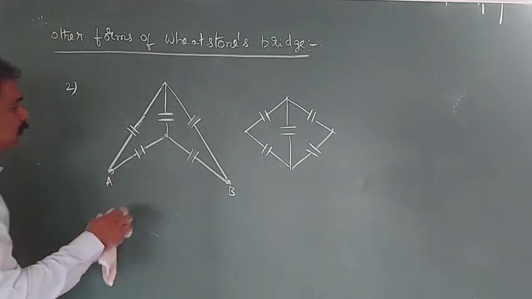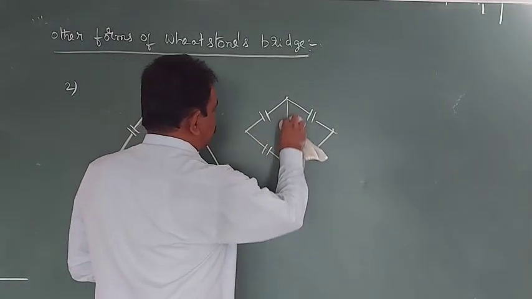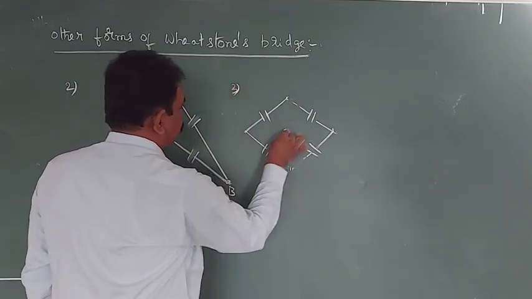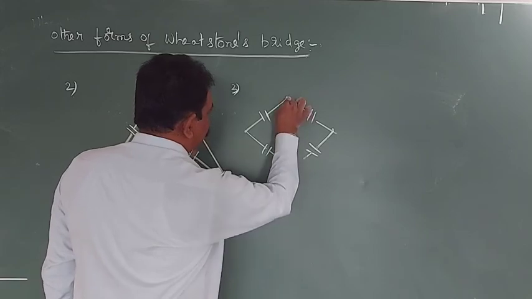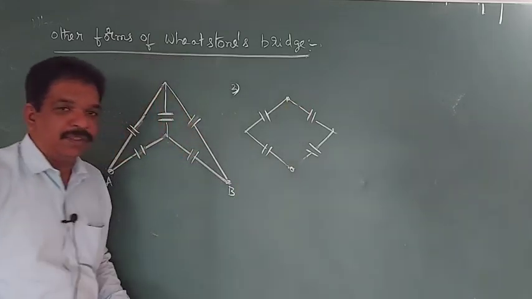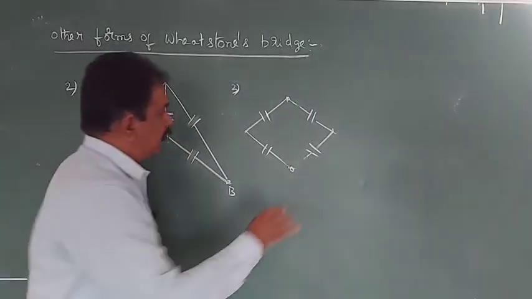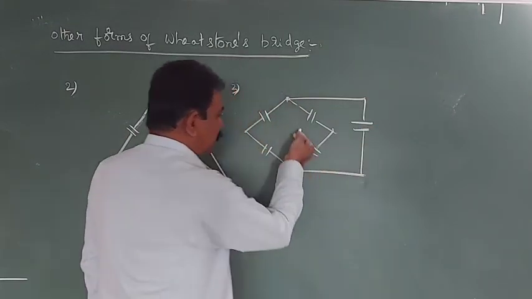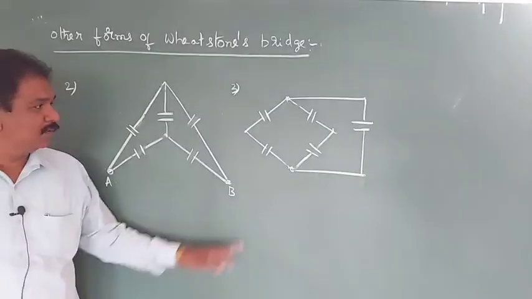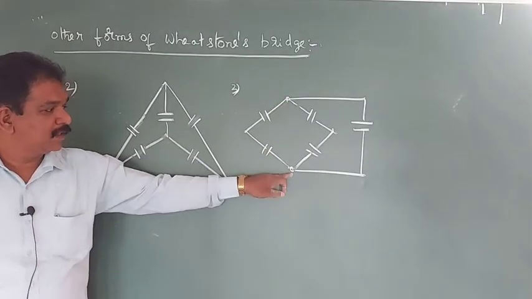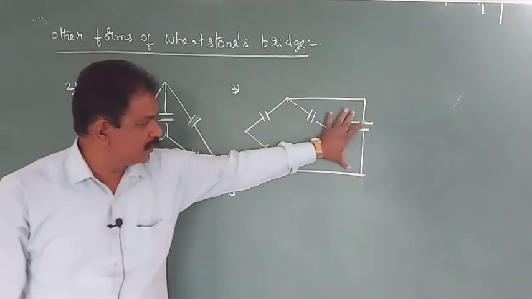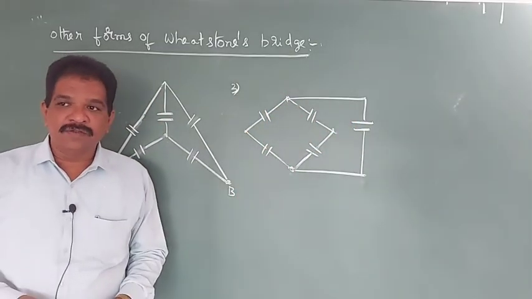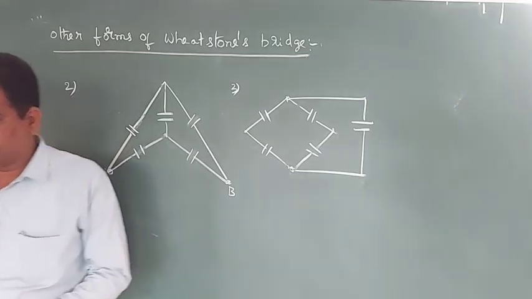For example, one circuit is like this. This is the third form. Actually, in between these two capacitors should be there, na? I connected the capacitor here. This is also a Wheatstone bridge circuit. Understanding? The capacitor need not be like this. Here also just it is a wire. We can replace here. Then it will also be a Wheatstone bridge.